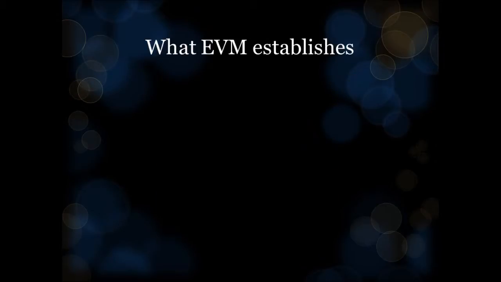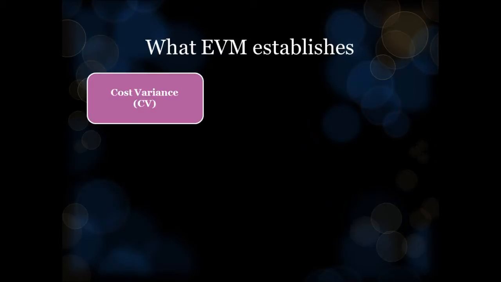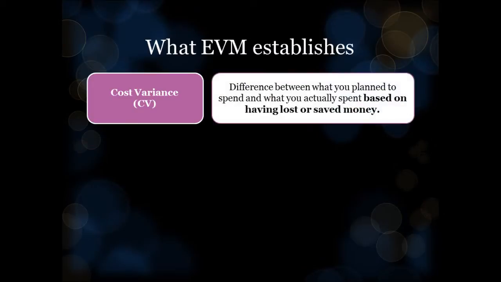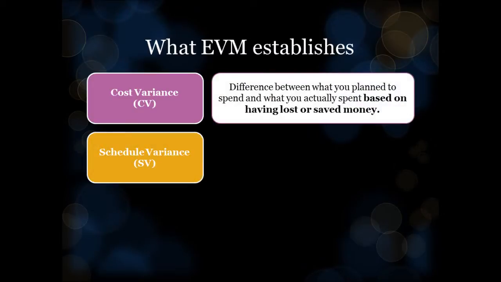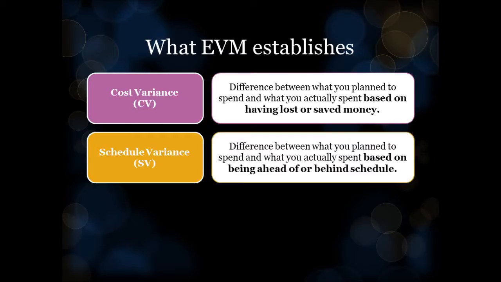EVM can show you whether your project is on budget using cost variance and on schedule using schedule variance. Cost variance is the difference between what you plan to spend for a given work breakdown structure item and what you actually spent based on having lost or saved money. Schedule variance is the difference between what you plan to spend and what you actually spent on a specific work breakdown structure item based on being ahead of or behind schedule.